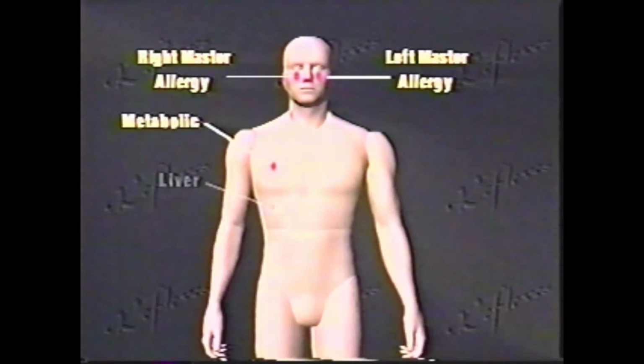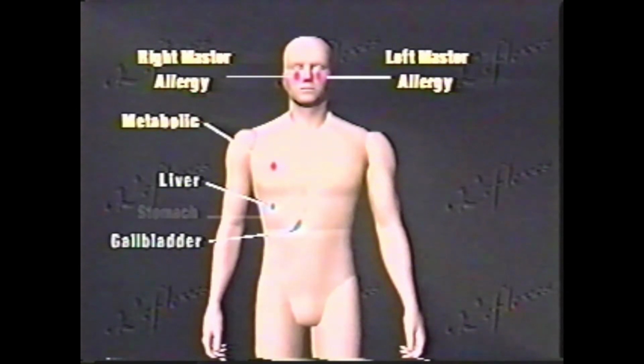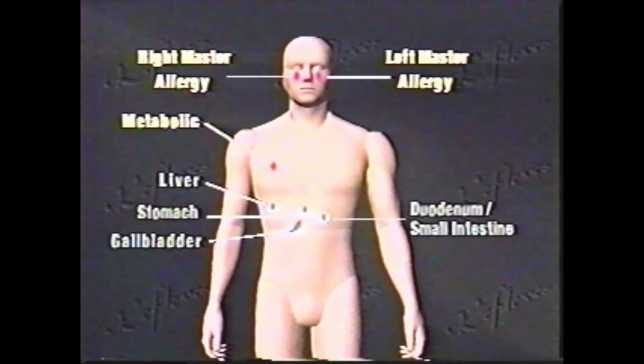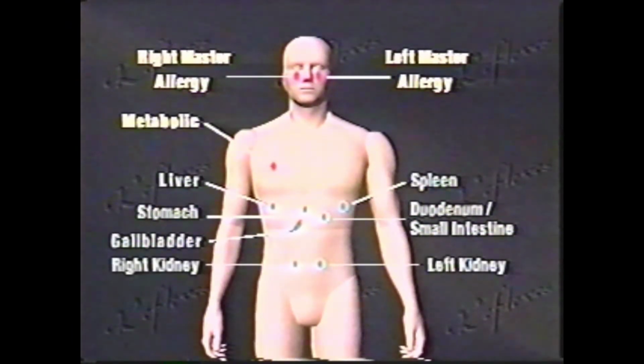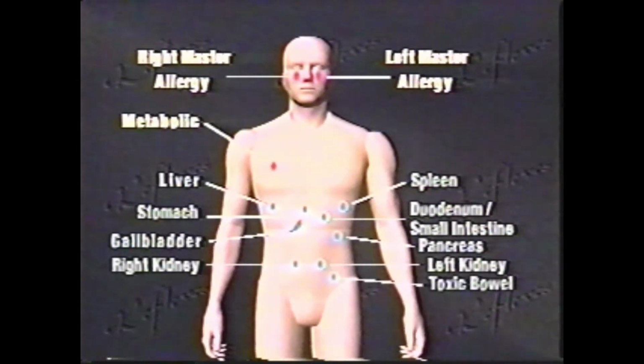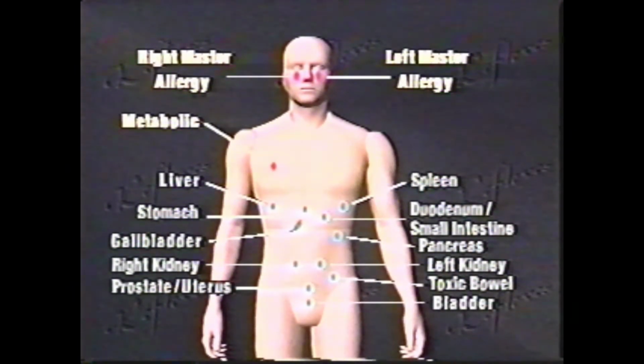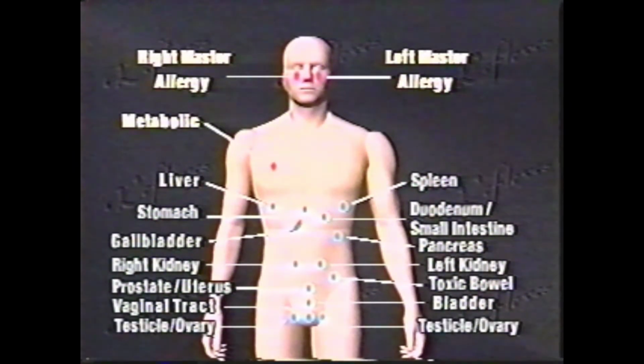They are liver, gallbladder, stomach, duodenum or small intestine, spleen, kidney, pancreas, toxic bowel or large bowel, prostate on the male or uterus on the female, bladder, vaginal tract of the female, the ovary reflex on the female, and the testicle reflex on the male, esophagus, and the heart reflexes.